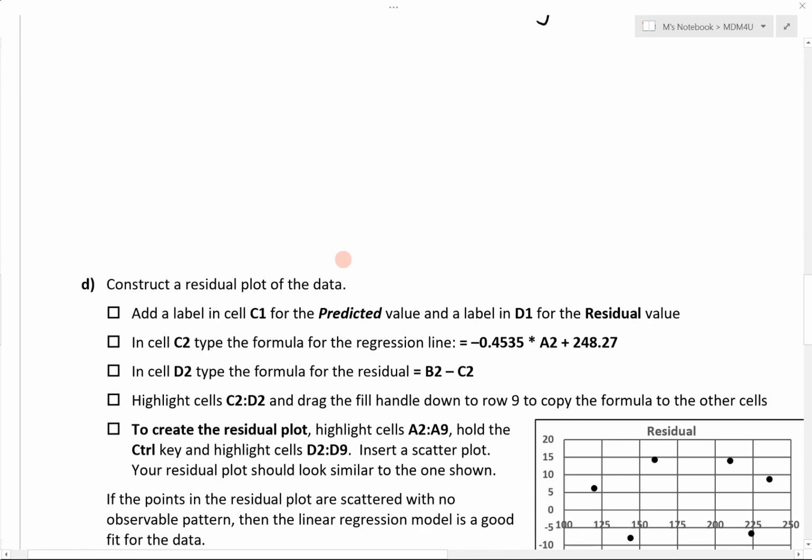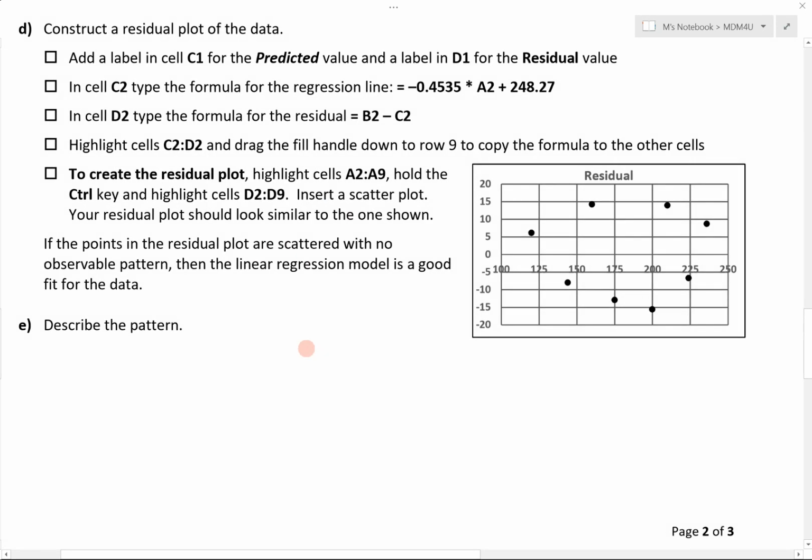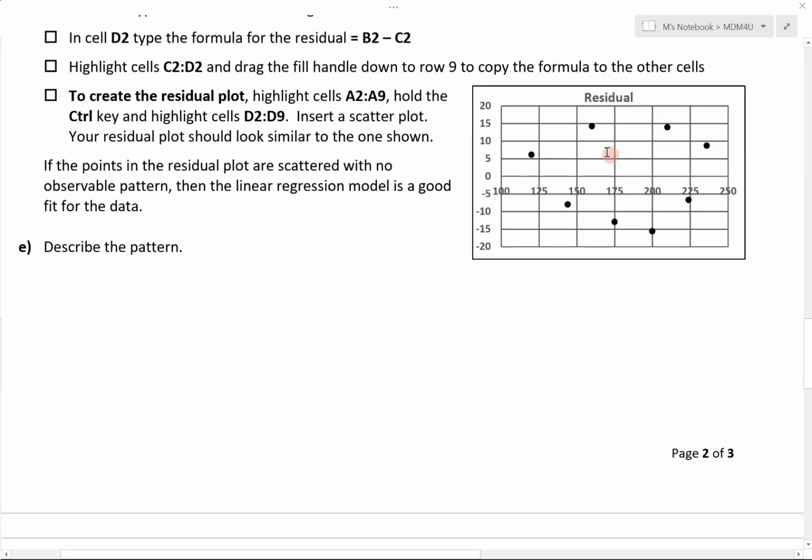Okay, now how do I construct a residual plot? So here are some instructions on Excel on how to create the residual plot. So I'm going to ask you to pause the video again and open up your Excel or even Google spreadsheets and follow the instructions to create the residual plot. Okay, so you should have created a residual plot that looks something like this.